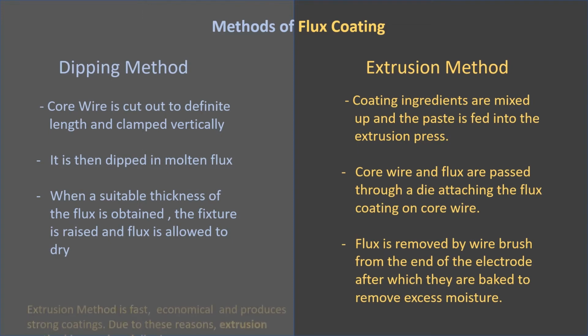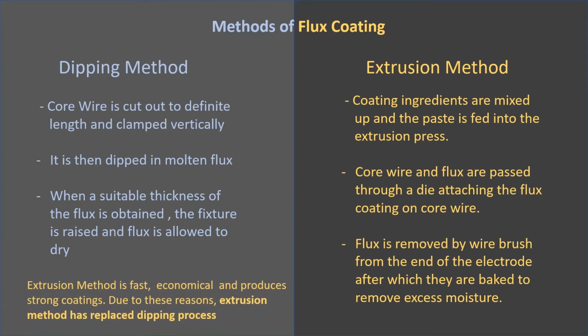Methods of flux coating: dipping method, extrusion method. Extrusion method is fast, economical, and produces strong coatings. Due to these reasons, extrusion method has replaced dipping process.